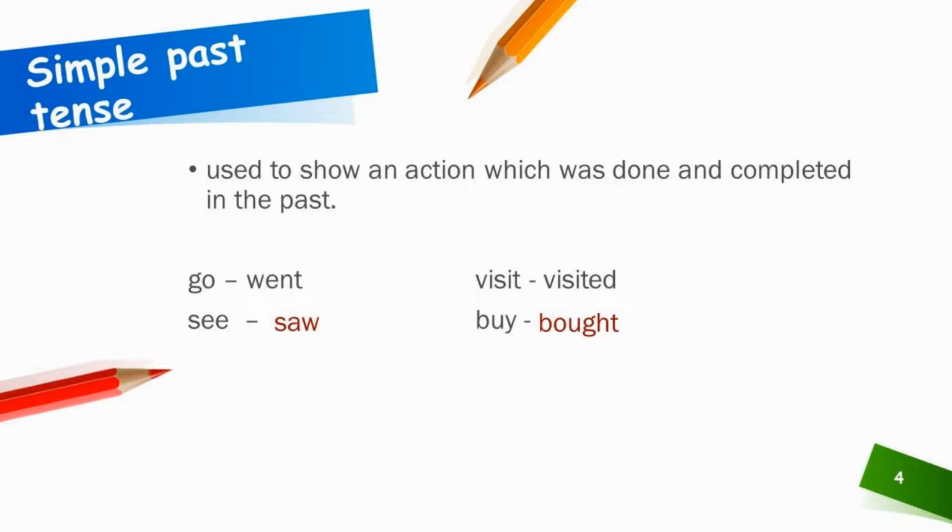Now, do you want to try? What's the past tense of see? That's right, it's saw. What about buy? Correct, it's bought. B-O-U-G-H-T, bought.